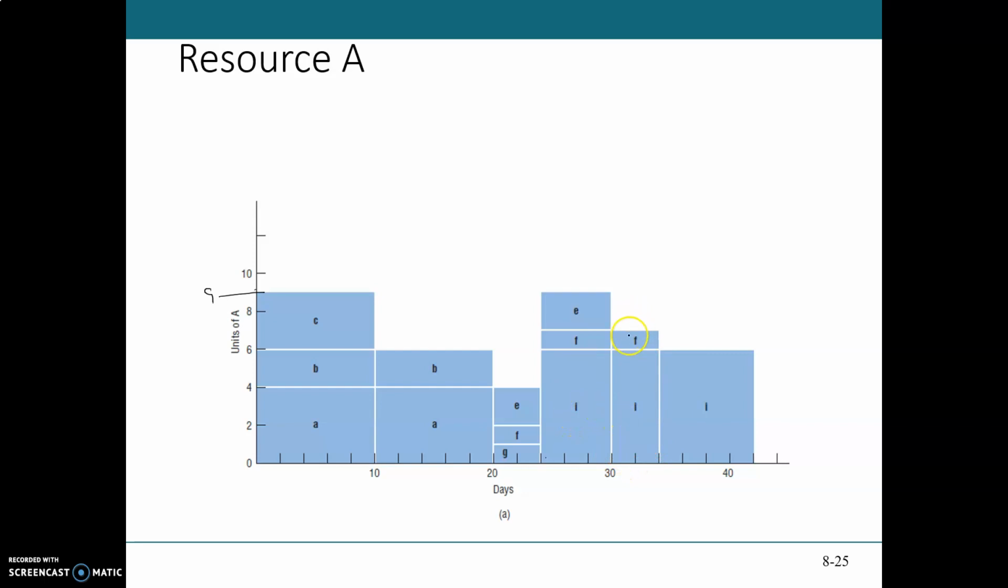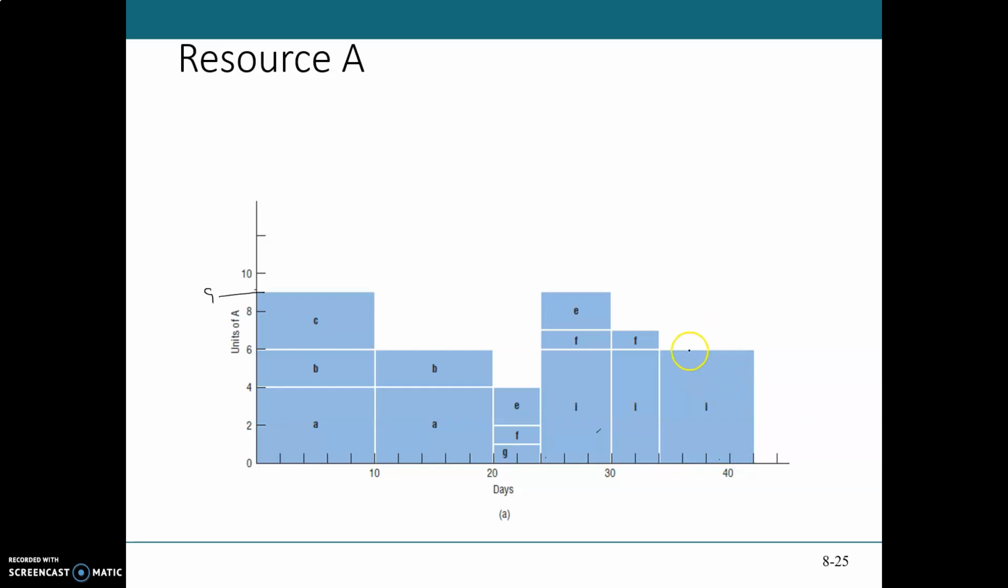For the next 2 days we need 7 resources, and for the remaining, well, it's not like 2 days. It depends on the scale. So for example, this one line over here shows 2 days, so it's not like this from here to here. It's not 2 days, it's like 4 days, and from here to here it is 1 2 3 4 times 2 is 8 days. So for the last 8 days we need 6 resources.